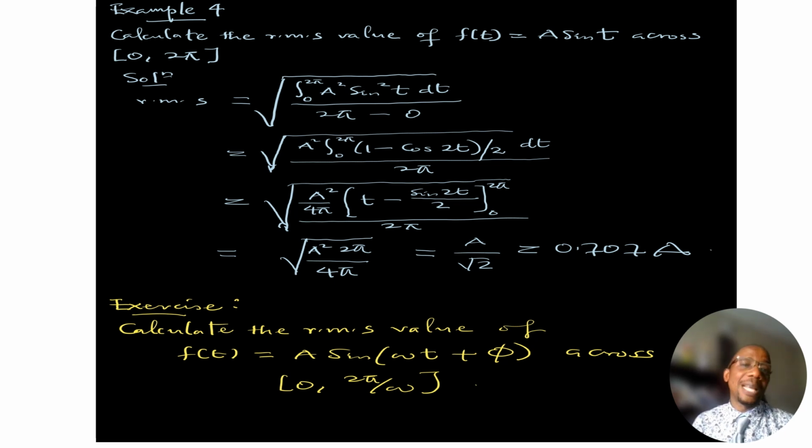Looking at that first example, the RMS value of this f of t is given by this. Now you have to go down. This is what we did here: A squared sine squared t.